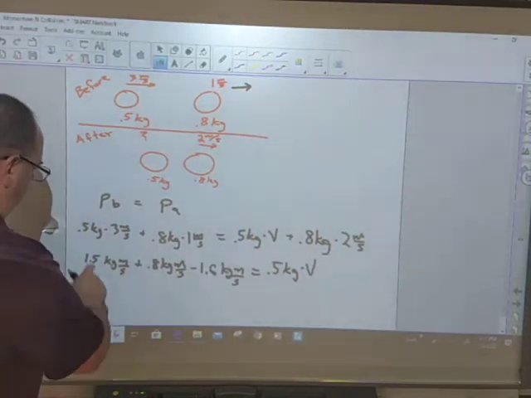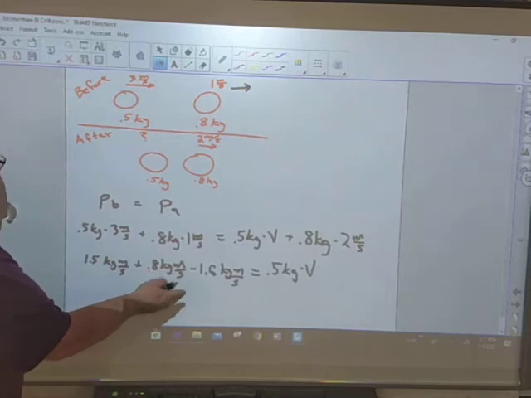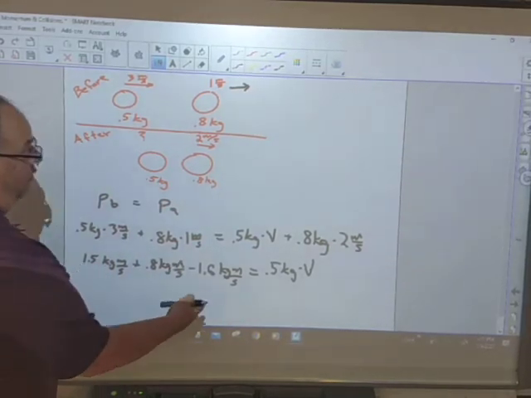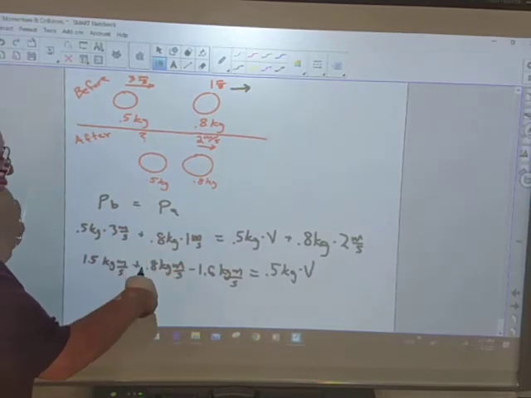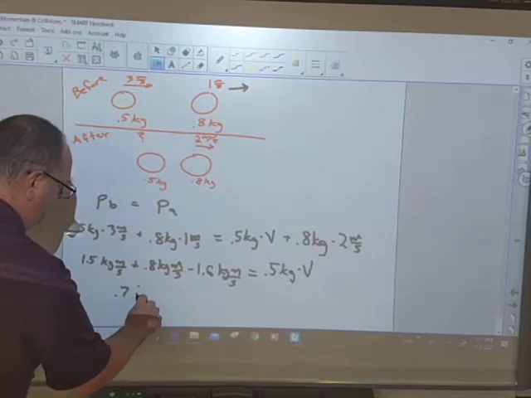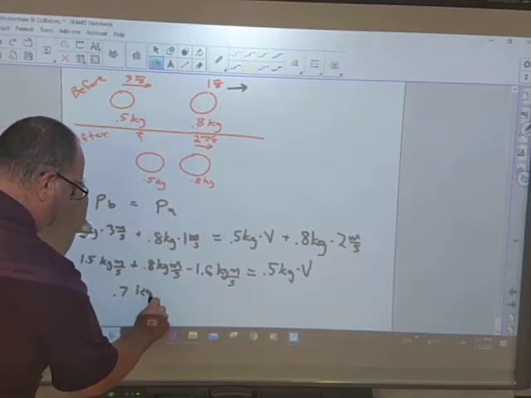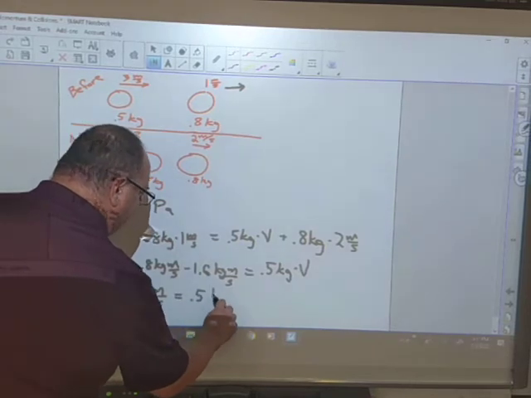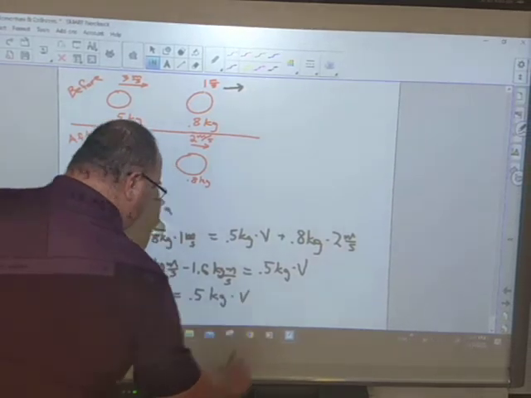Add these together. 1.5 plus 0.8 is 2.3, minus 1.6. 3 minus 1 is 1.3. That'd be 0.7 kilogram meters per second equals 0.5 kilograms times V.